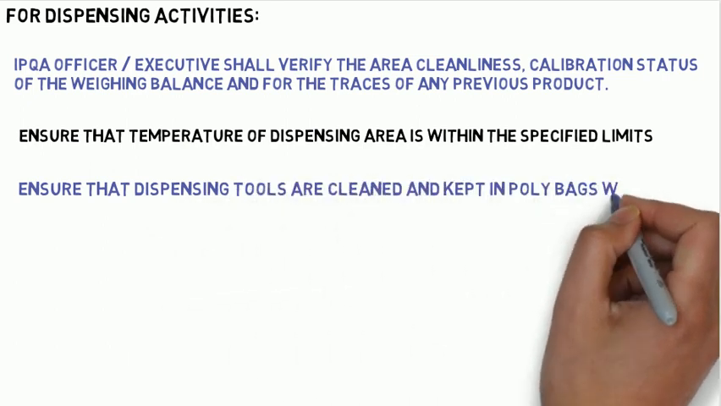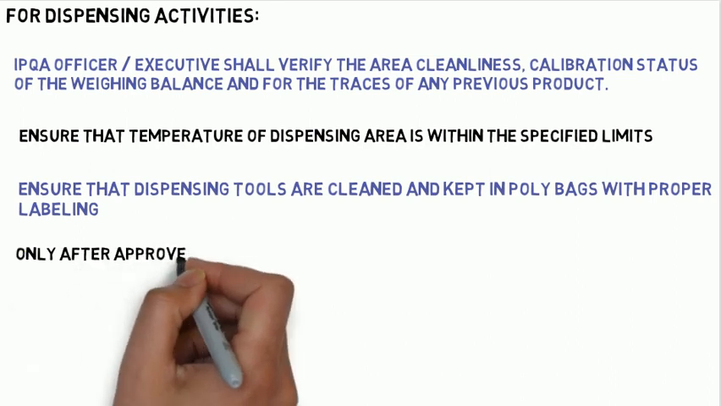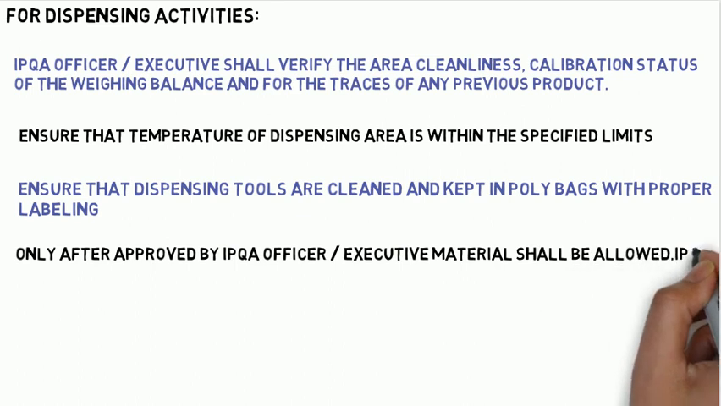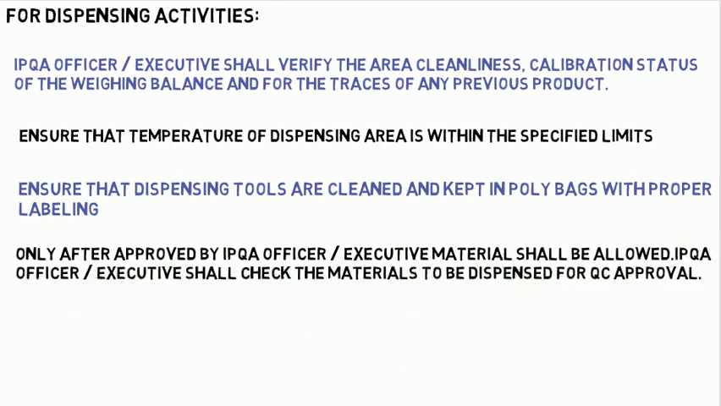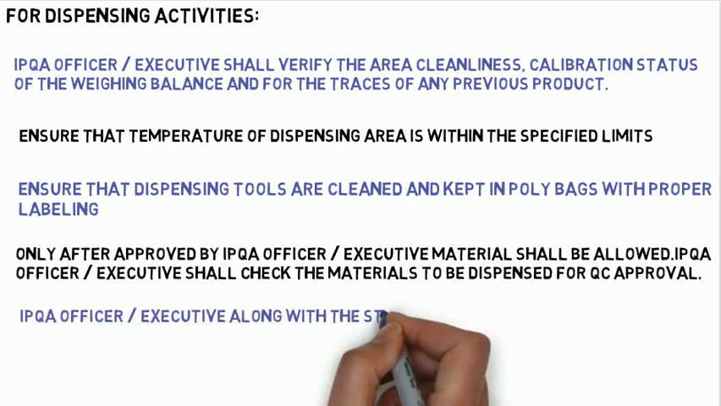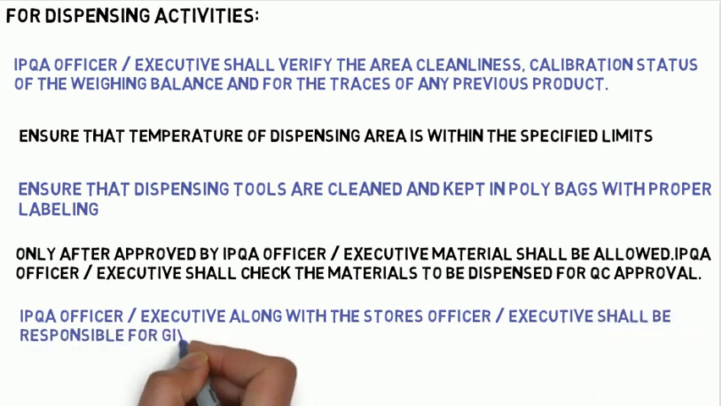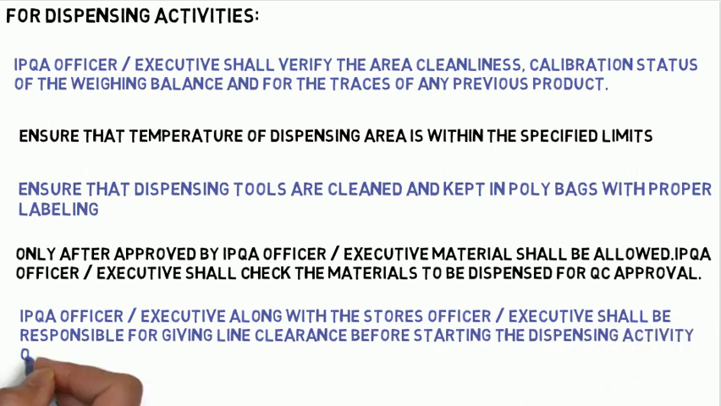Step 4. Only after approval by IPQA officer or executive shall material be allowed. IPQA officer or executive shall check the materials to be dispensed for QC approval. Step 5. IPQA officer or executive along with the store's officer/executive shall be responsible for giving line clearance before starting the dispensing activity of raw or packing materials.